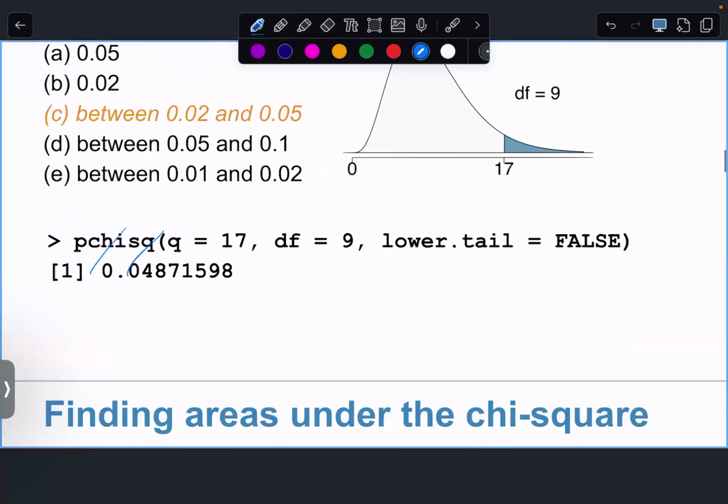This is our code, which you can ignore. We're not using R. But of course, Excel can calculate the chi-squared.